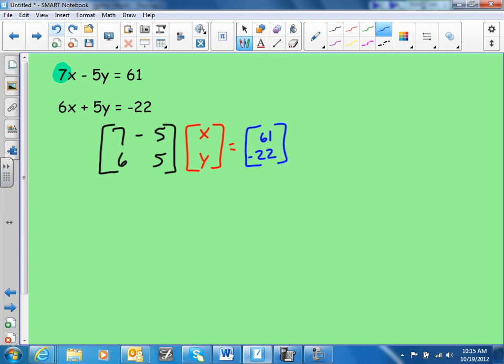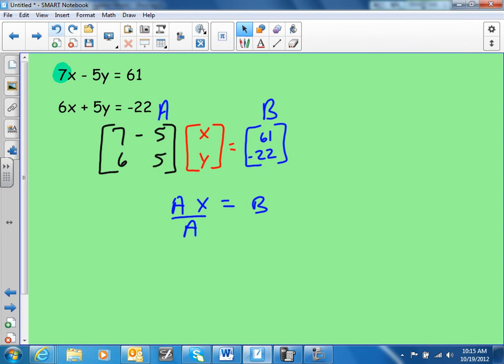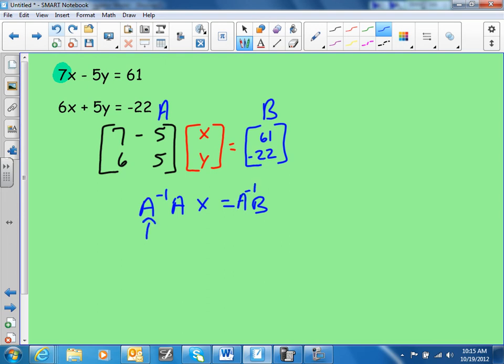In the calculator, you have to name this as A, and this is B. When you solve it, you have A x equals B, just like any equation. Normally we would divide by A, but in this case, like we did in the very first problem, we want to multiply by the reciprocal. Now notice that came first. Order is very specific.